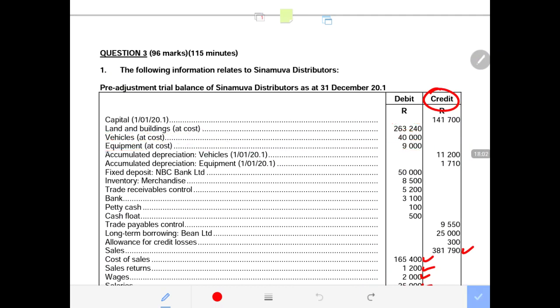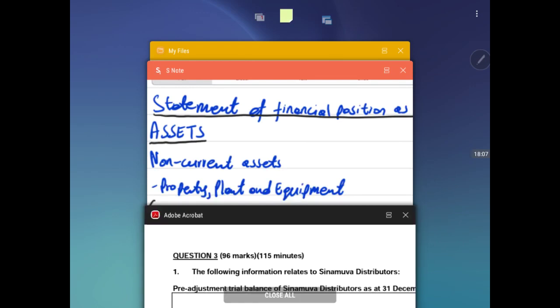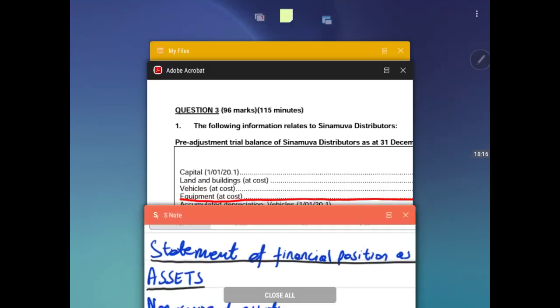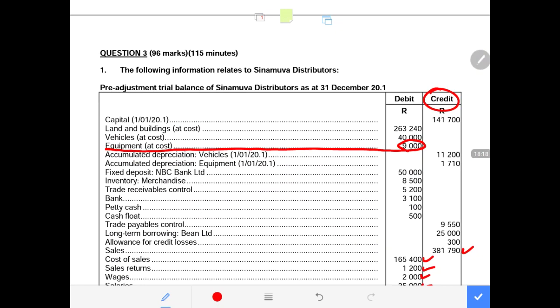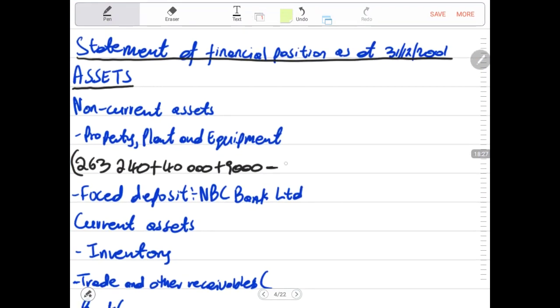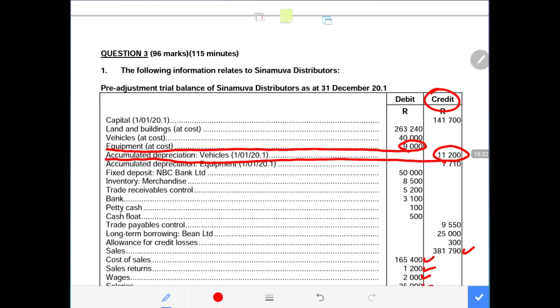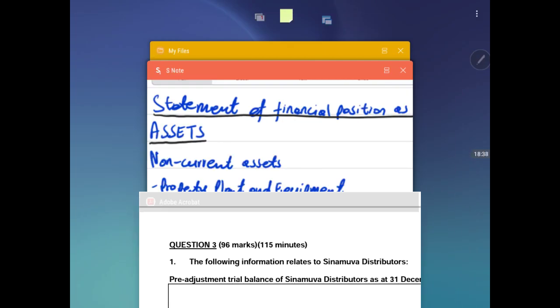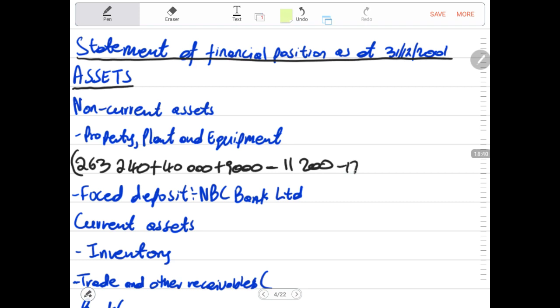Then now we have equipment, and our equipment stays in the business for a very long time. 9,000 is the cost of this equipment, plus 9,000 rands. Now we need to minus the accumulated depreciation for these assets. Why do we deduct them? Because we need to get to the value of these assets at the end of the year, minus 11,200 rands. Let me verify that. 11.2. The last one is 1710, the accumulated depreciation on equipment, minus 1710.